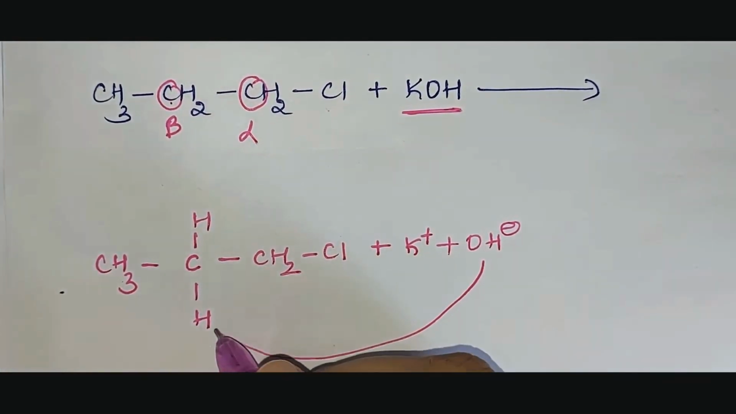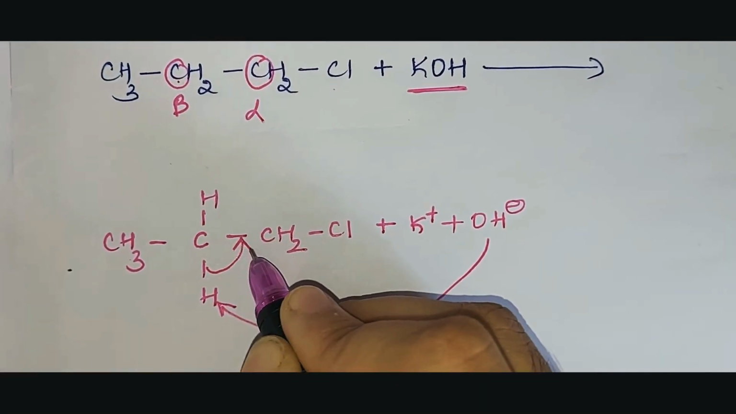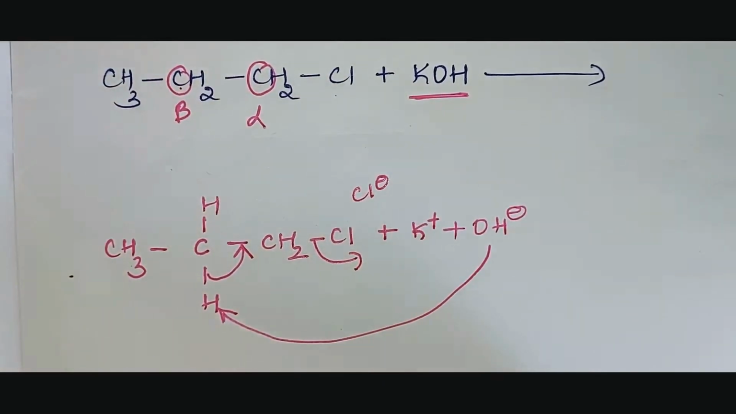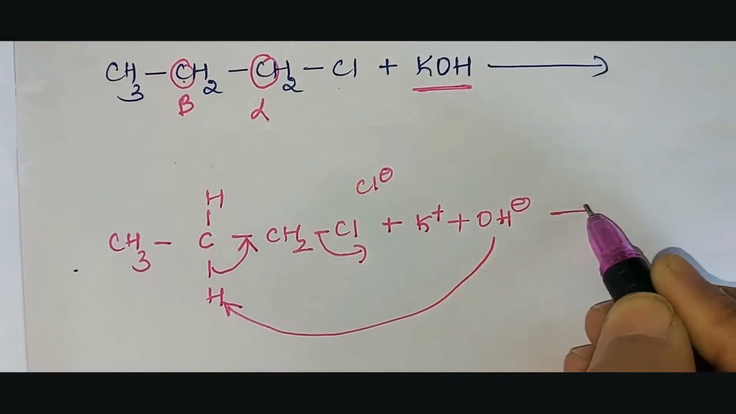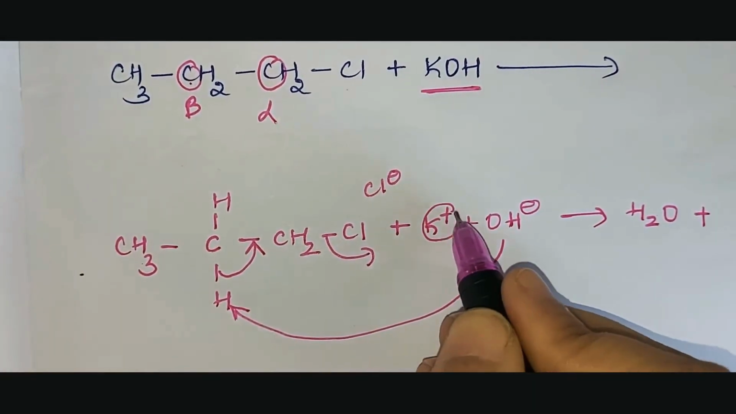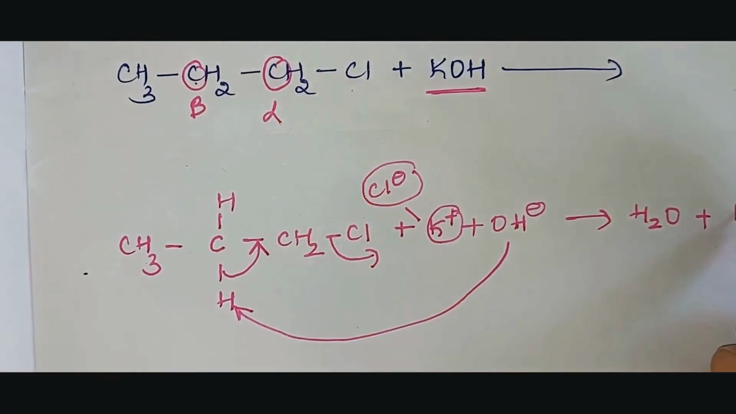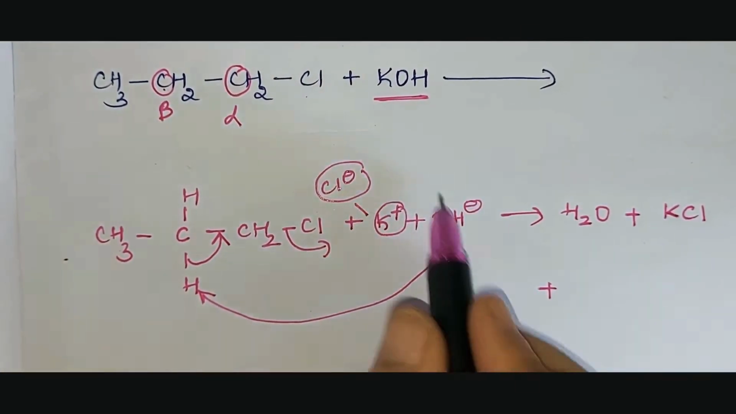OH minus gives its electron pair to hydrogen atom. Hydrogen atom gives the electron pair to carbon atom, and Cl is eliminated in the form of what? Cl minus. Since the OH minus gives the electron pair to hydrogen, it forms a product that is H2O. K plus and Cl minus are oppositely charged, so ionic attraction is seen here. They form ionic compound that is KCl, plus, what will be the remaining product here?